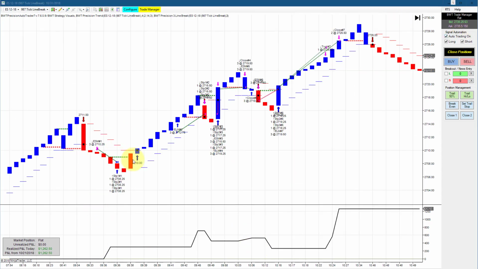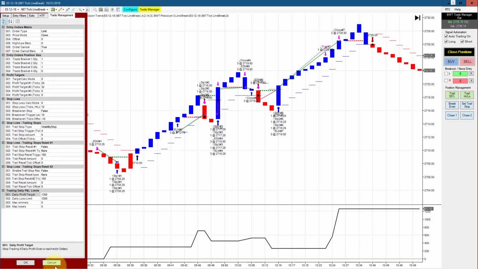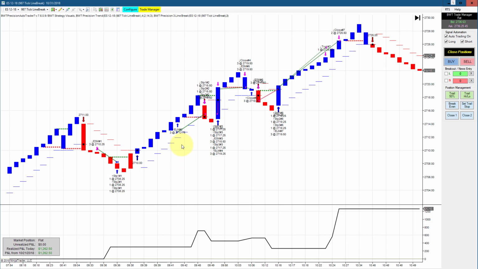Okay, the auto trader is unique in that it effectively trades a line break chart, and a line break chart will eliminate a lot of noise. The dots here are the line break signal. We get a close above this level for a long, and this did 1262 for the day. Our goal is 1300, so we probably had some slippage, but pretty nice trading here.